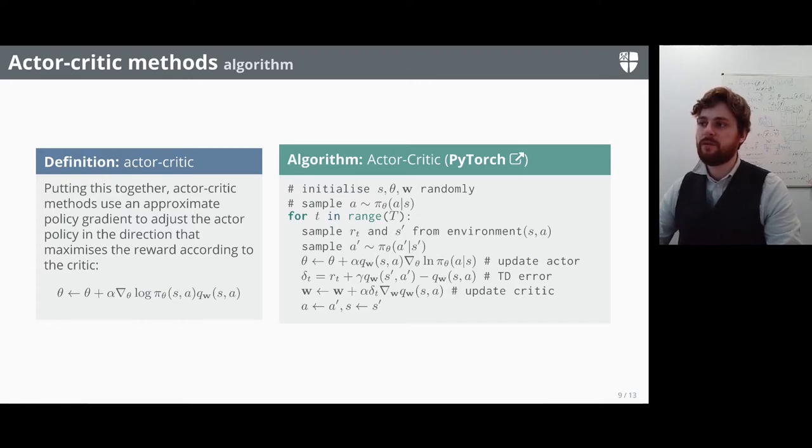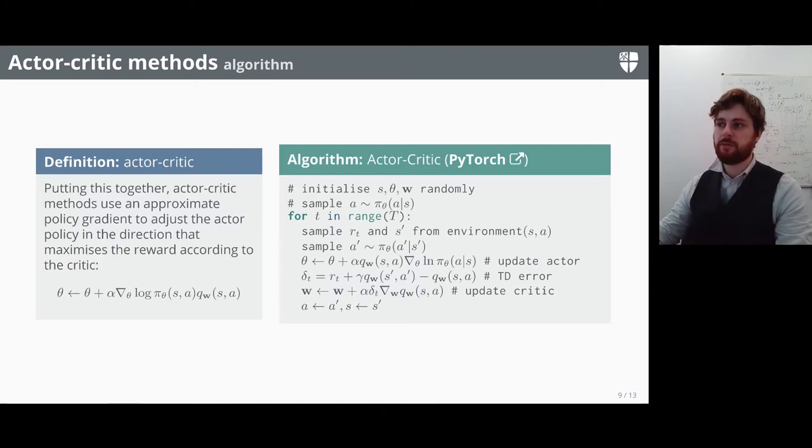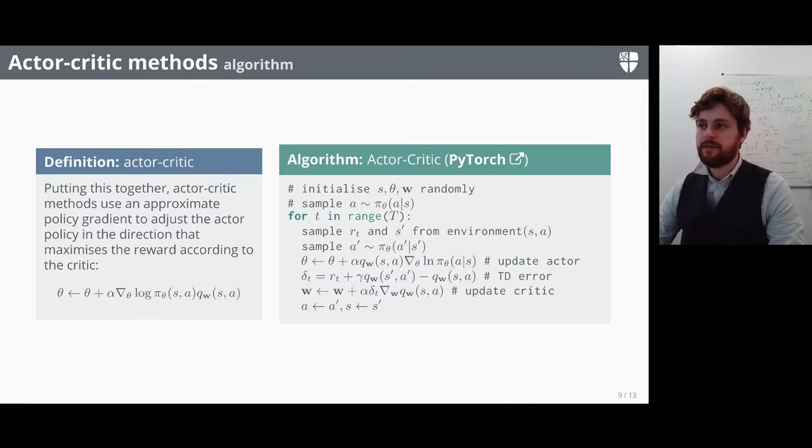Okay, so putting this all together, we're going to combine the actor and the critic into a more formal definition of the actor-critic approach and the algorithm here. So we're going to use an approximate policy gradient to adjust the actor policy in the direction that maximizes the reward according to some critique function. If we look at the equation down here, we see that the critique, Q with the parameters W, just estimates the action value function. Given some state-action pair, it estimates the value function, which tells us basically how good the reward is. And then this other bit here is just the same as before. If you remember, we could also have an estimate of the advantage, which would be equally valid.